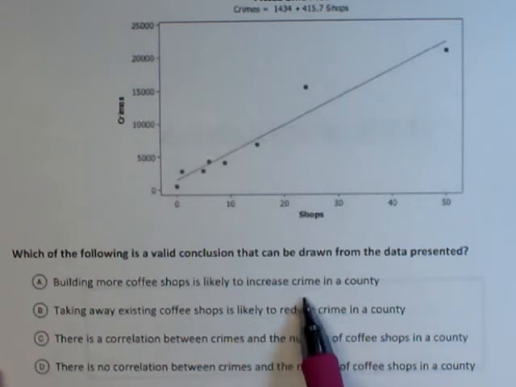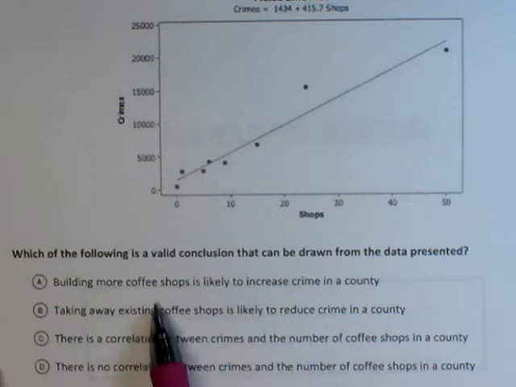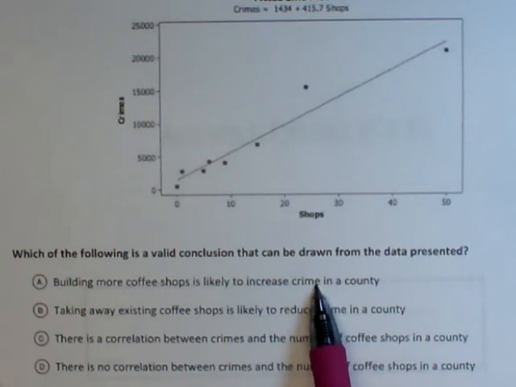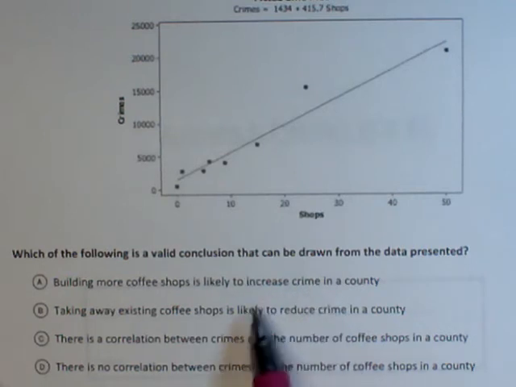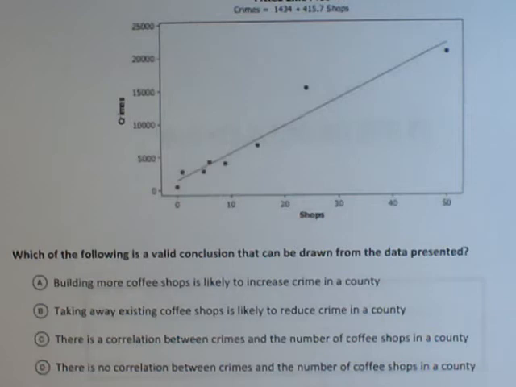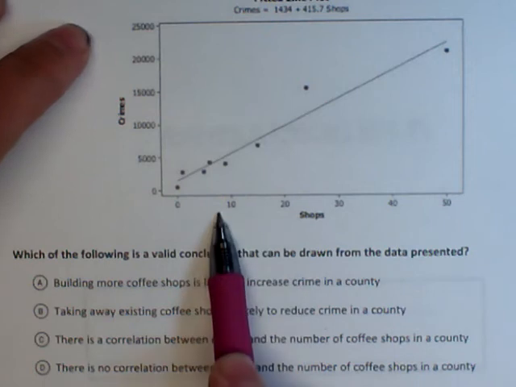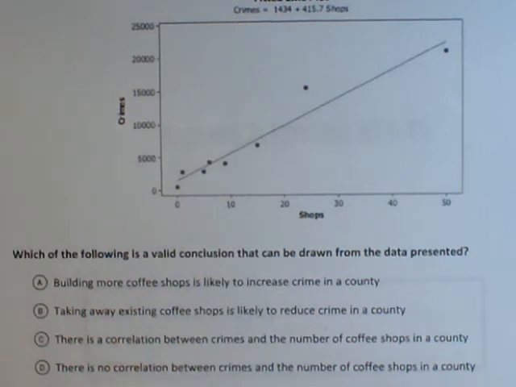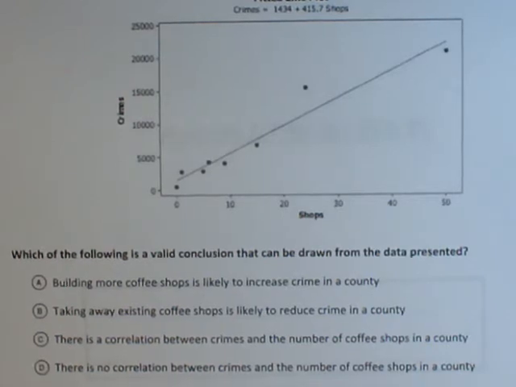Both of these are set up to say that the number of coffee shops is the cause of crime. So more coffee shops, more crime; fewer coffee shops, less crime. This one says there's a correlation between crimes and the number of coffee shops in a county. It means that they're related. That when we see more coffee shops, we often see more crimes. When we see fewer coffee shops, we often see fewer crimes. Correlated. There's a relationship between those two things. Correlation doesn't imply that the shops are causing the crimes, which is kind of a funny claim to make.